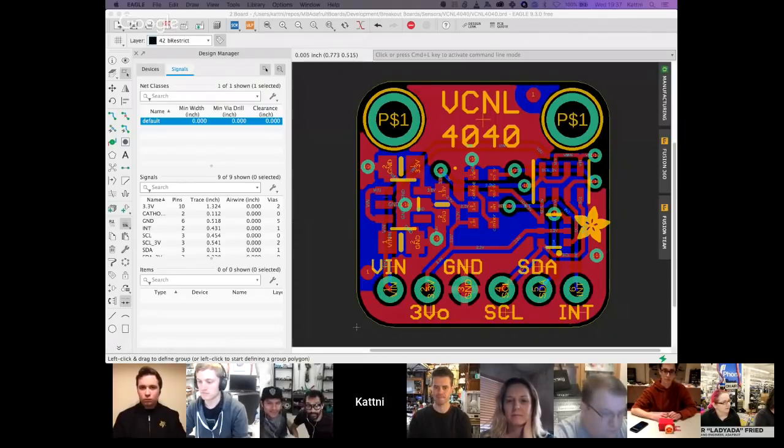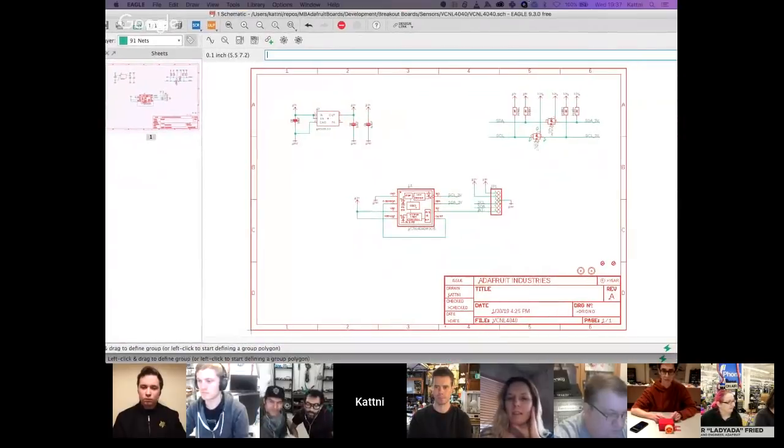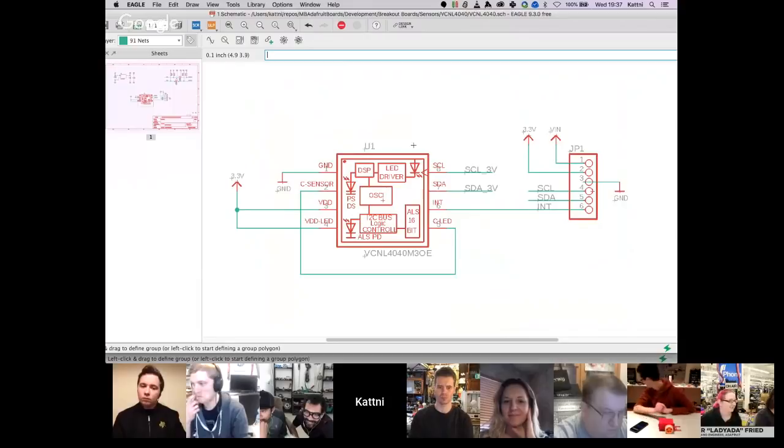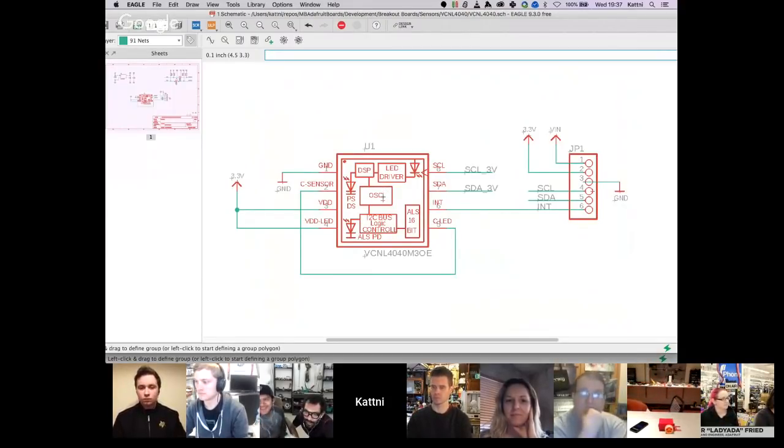I need to move it to the other screen. Hold on. So here is the schematic. Yeah, look at that nice symbol. And here's that fancy part with all the little bits in it. Normally it's just a box with some pins.